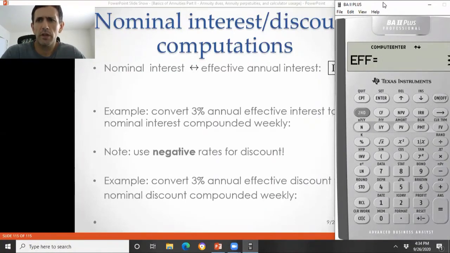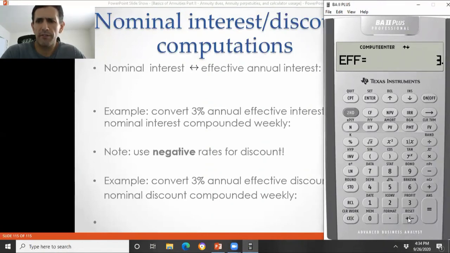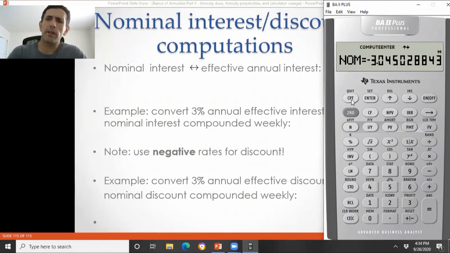So here we have 3% effective discount. So we input that as -3. It's still 52. There's no need to input anything here or change anything. You just hit compute, and you're going to get -3.045 as the nominal discount rate. And you can check with your formula that this is correct.